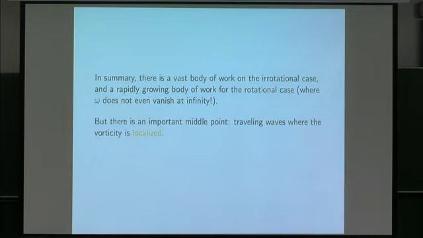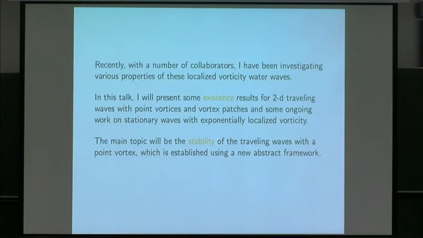Okay. So just to summarize, there's a vast body of work, still growing, on irrotational flows. There's a large number of works on rotational problems where you have no vanishing of the vorticity at infinity whatsoever. But I would argue there's an important middle ground between the two, where you have traveling waves with vorticity that is localized in some way, right? So let's say it vanishes at infinity, it could be compactly supported, or any number of other types of problems. Okay, so this is a physically relevant scenario to look at.